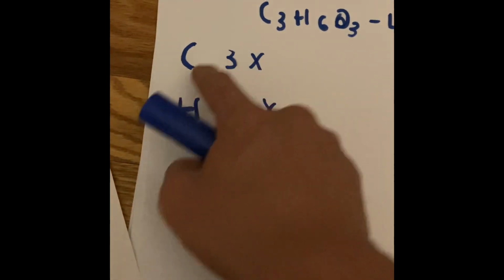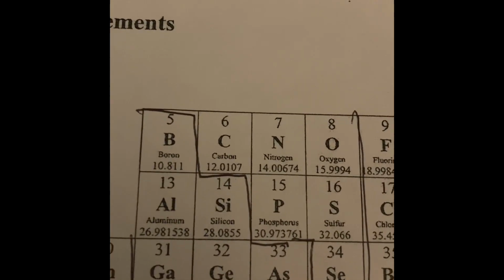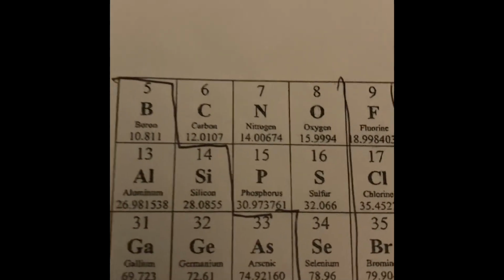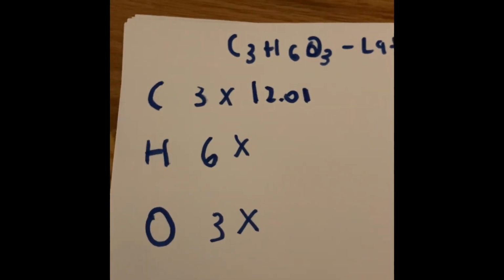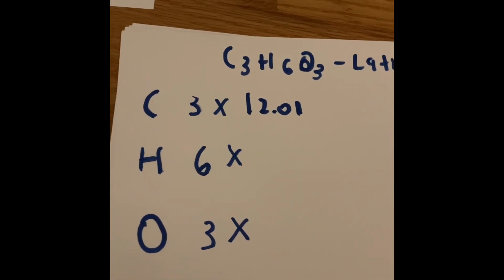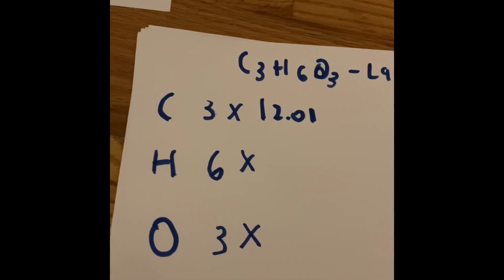So, we have carbon right here. We need to find the atomic mass. Here's carbon right here. It says that carbon is 12.01. So we're going to say that carbon is going to be 12.01. If we had a mole of atoms for carbon, it would weigh 12.01 grams per mole.